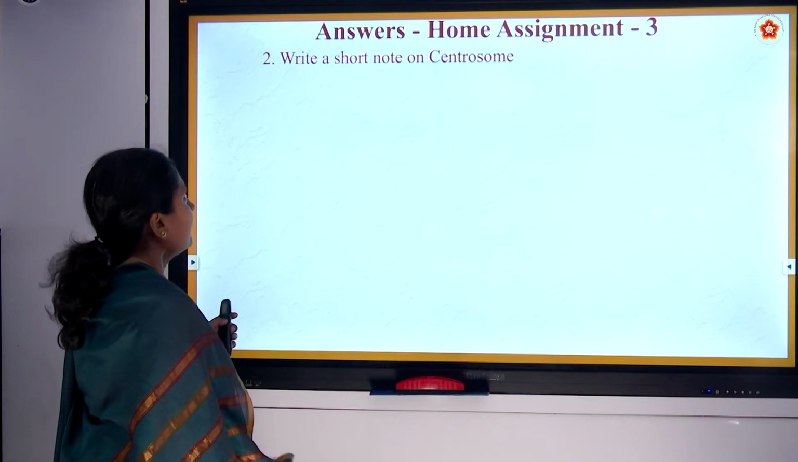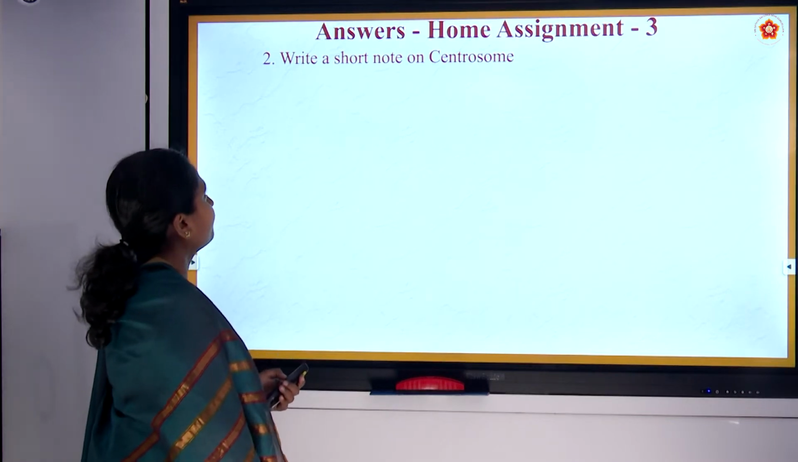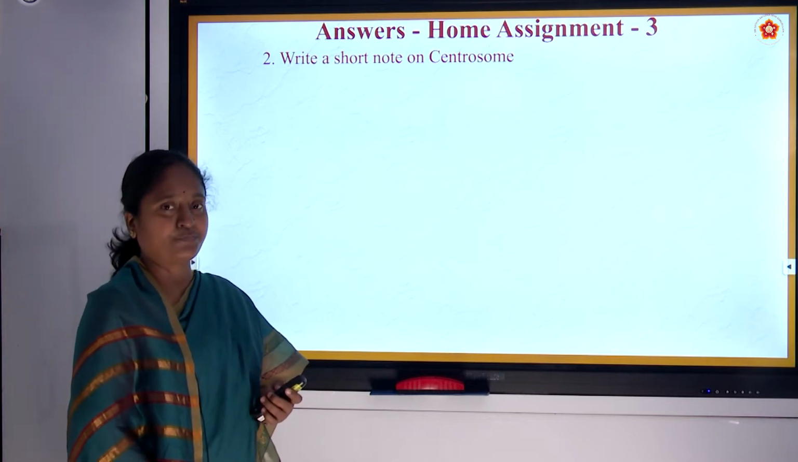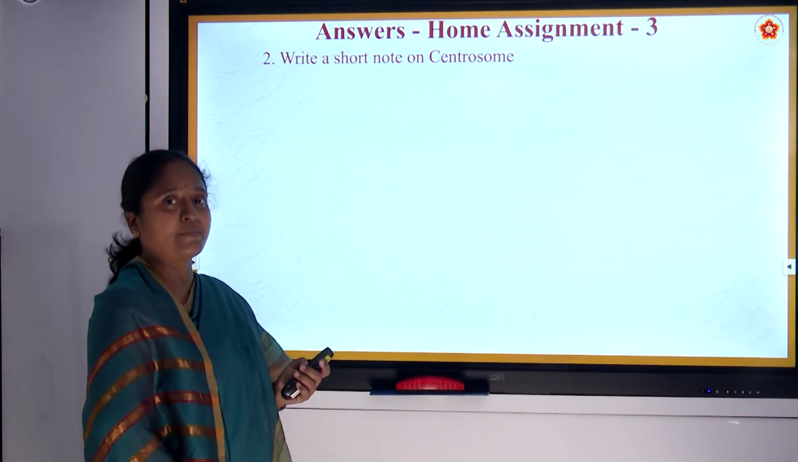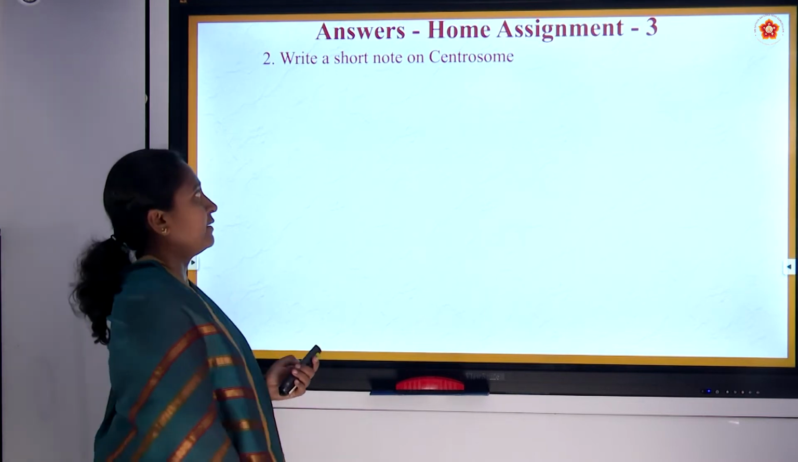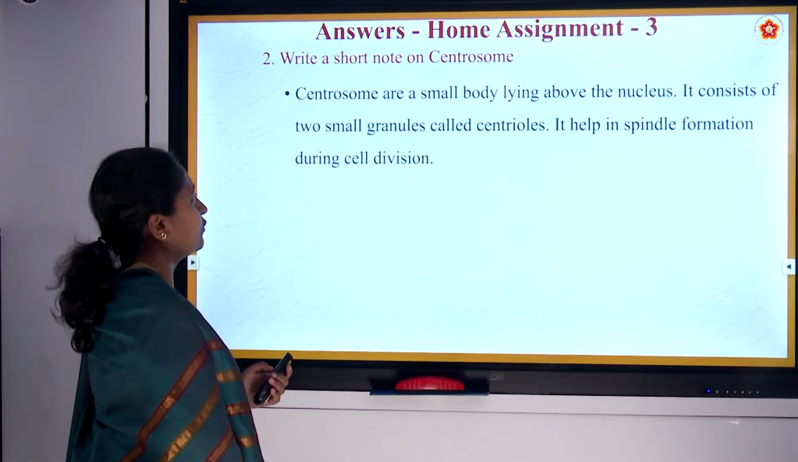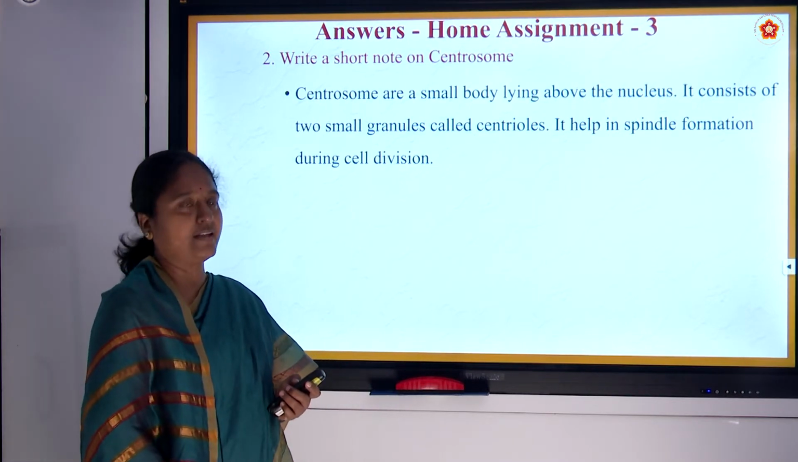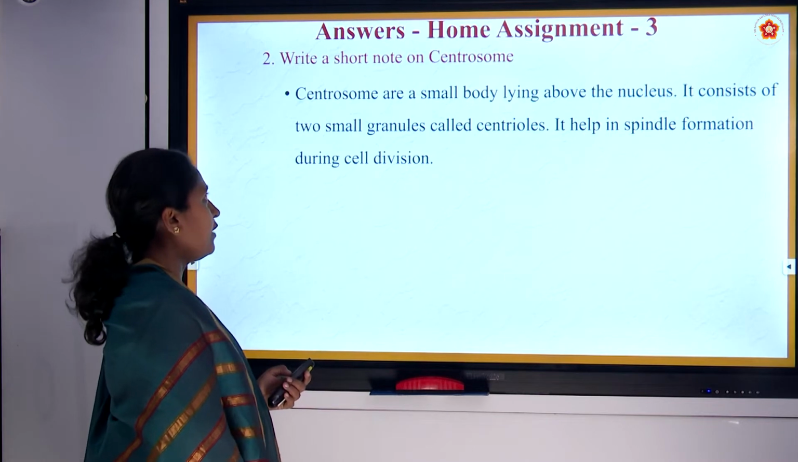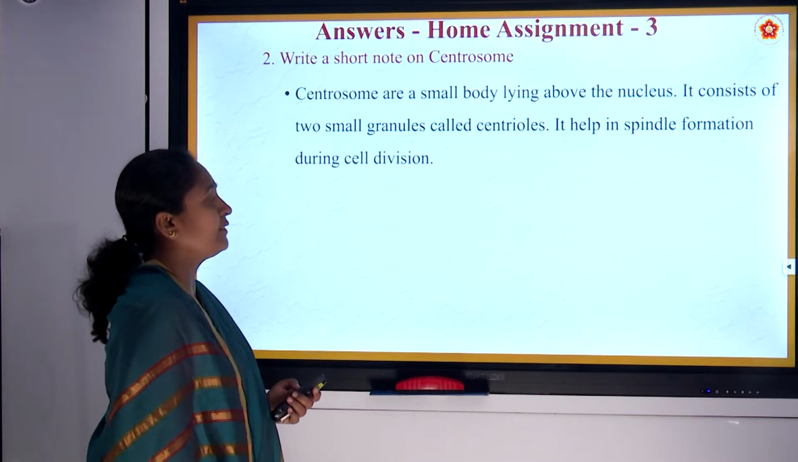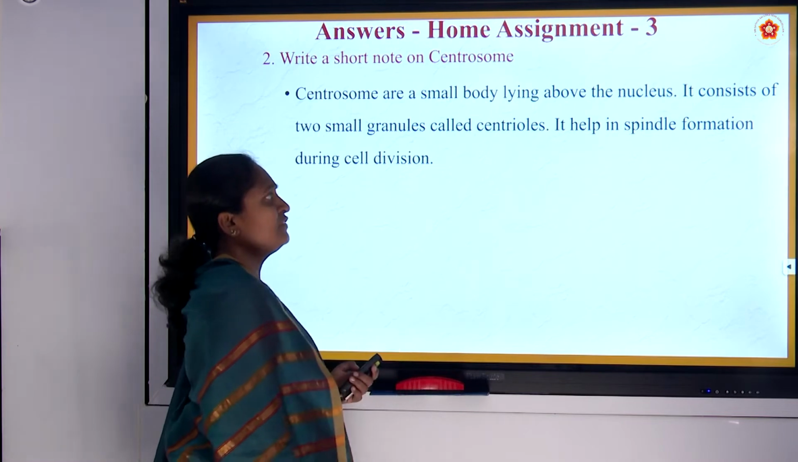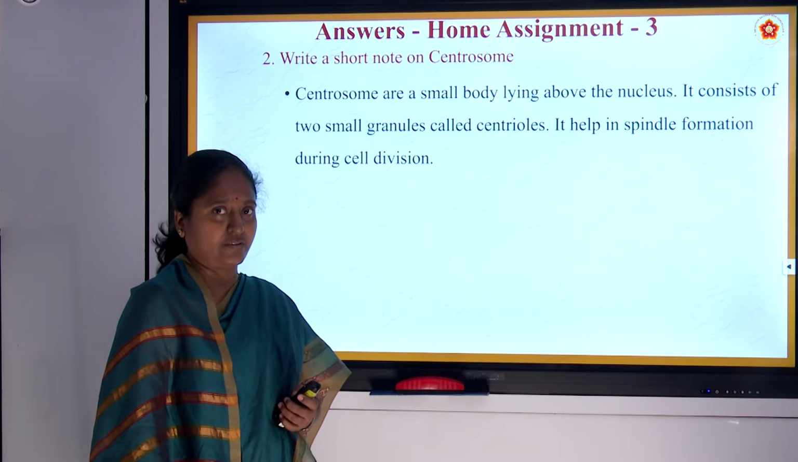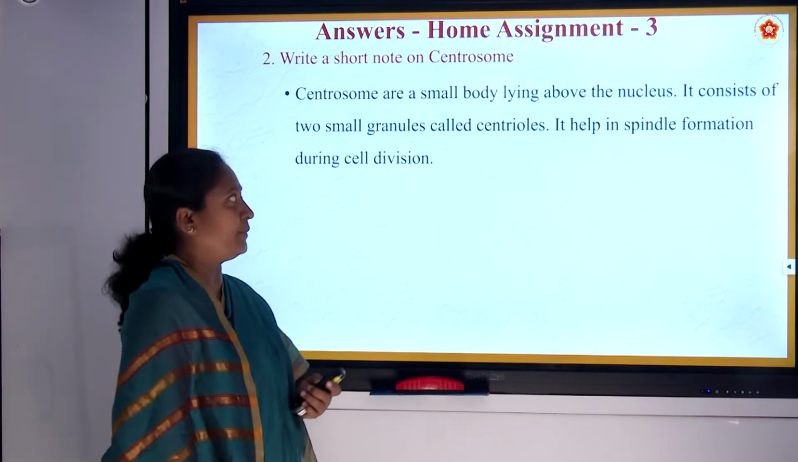Now we will see the second question answer. Write a short note on centrosome. We already know centrosome is present only in the animal cell, right? So centrosomes are the small body which is lying above the nucleus. It consists of two small granules called centrioles, which help in the spindle formation during cell division, which happens only in the animal, right?